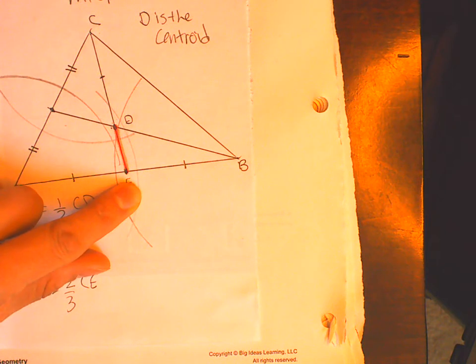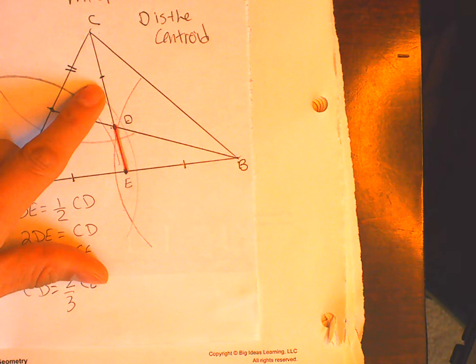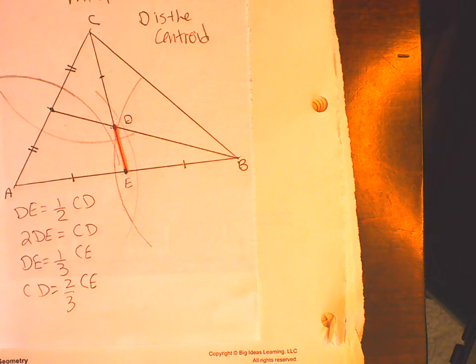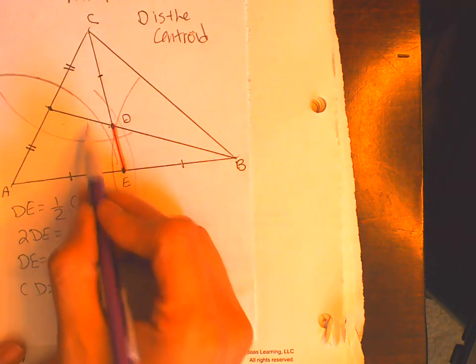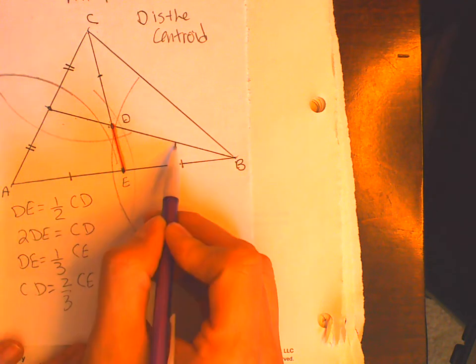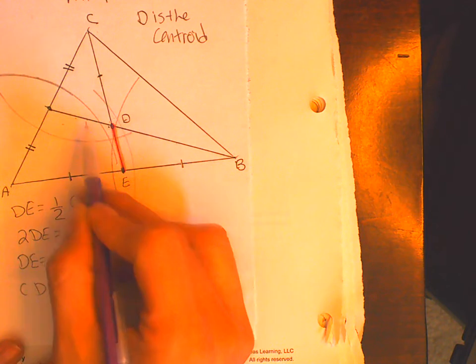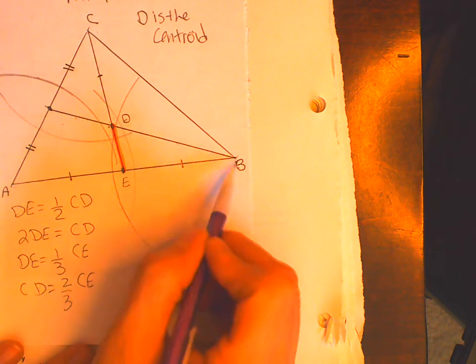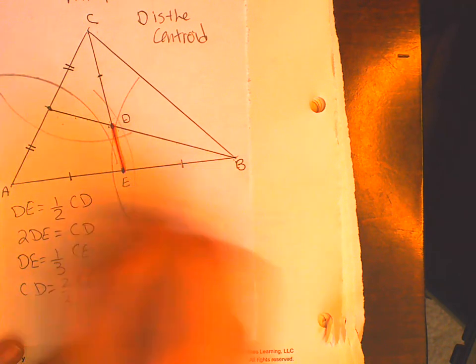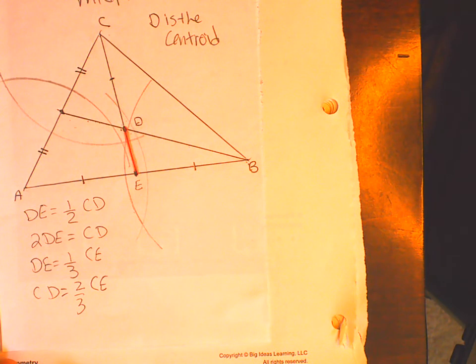If I know the whole thing, I can divide it by 3 and find this distance and then double that to get this one. And this is true for this segment and this segment. This is half of this, or this is twice of this, and this is 1/3 of the whole thing, and this right here is 2/3 of the whole thing. So that's one thing that you guys have to remember about centroids.